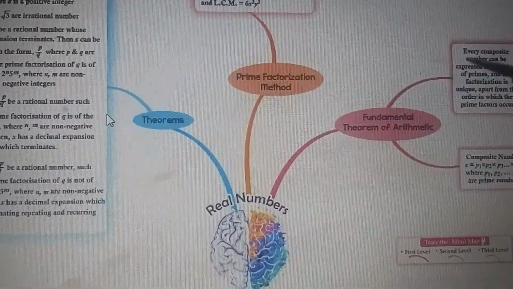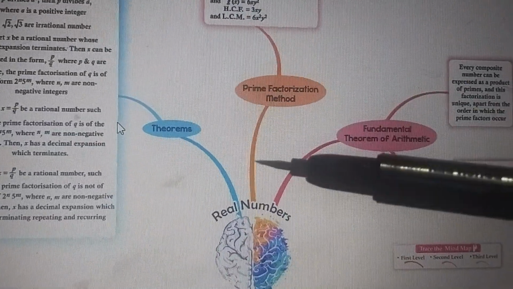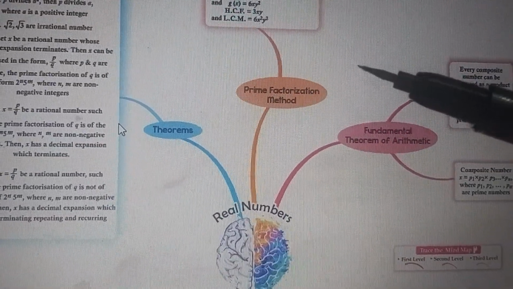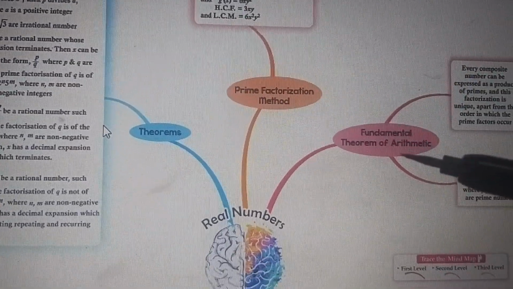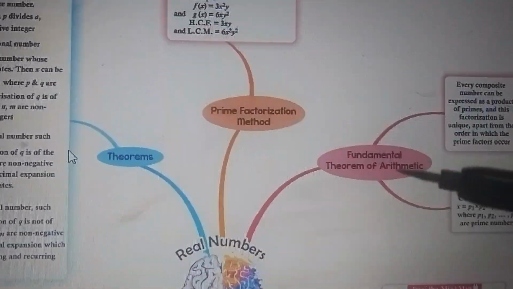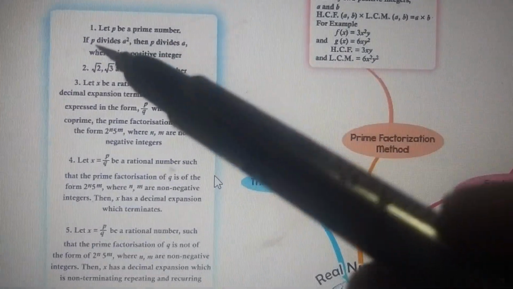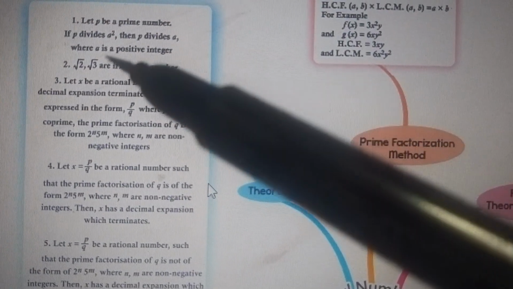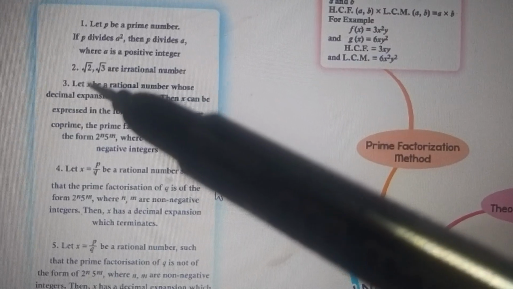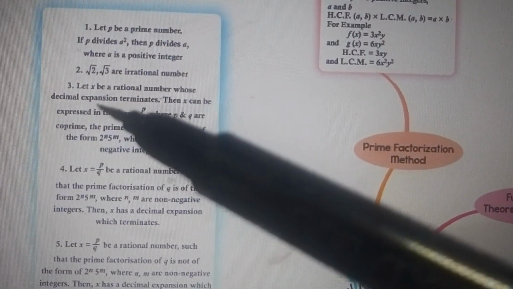So, real numbers chapter, children. First, in real numbers, what are the topics? Fundamental theorem of arithmetic, irrational numbers, and the prime factorization theorems. These are the quick revision, children. See here, first theorem: let p be a prime number, if p divides a square, then p divides a, where a is a positive integer. Root 2, root 3 and numbers like these are irrational numbers, and decimal expansion terminates.